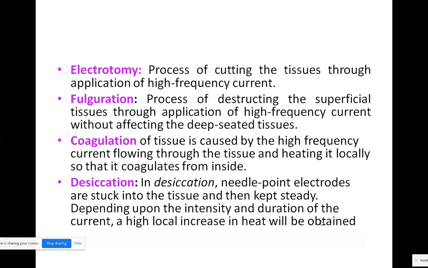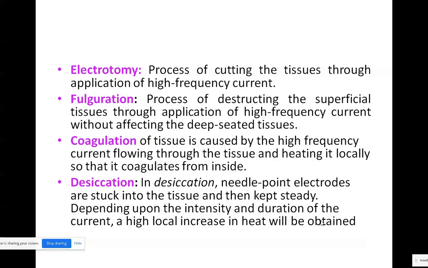So these are the terms used in surgical diathermy. First, electrotomy. Electrotomy is nothing but the process of cutting the tissue through the application of high frequency current. On applying the current to the electrodes, that is the active and passive electrode, you will be doing the process of cutting. Cutting means cutting the tissue.